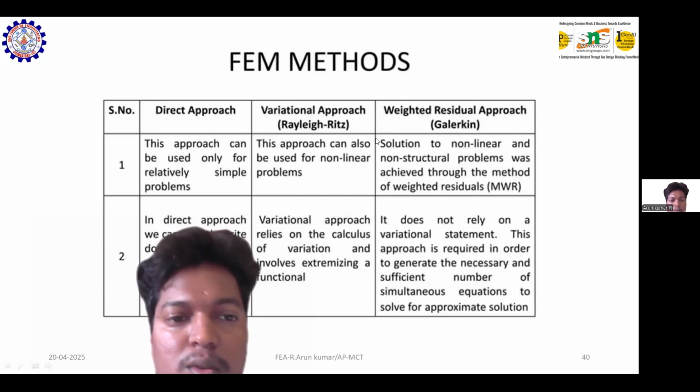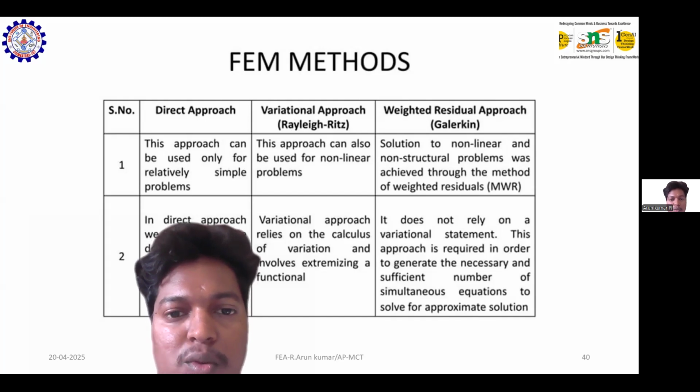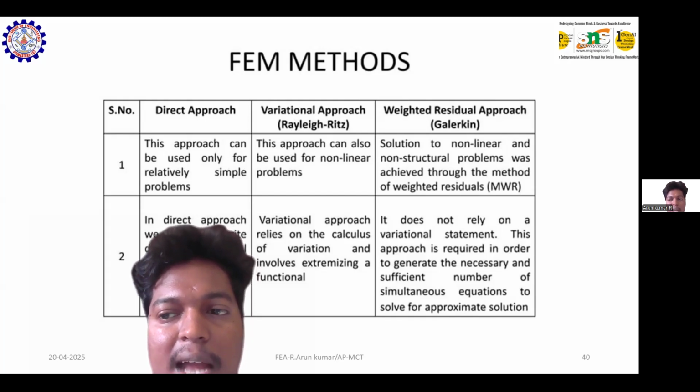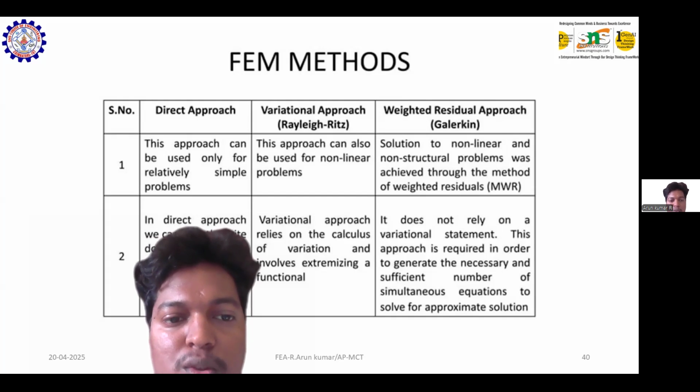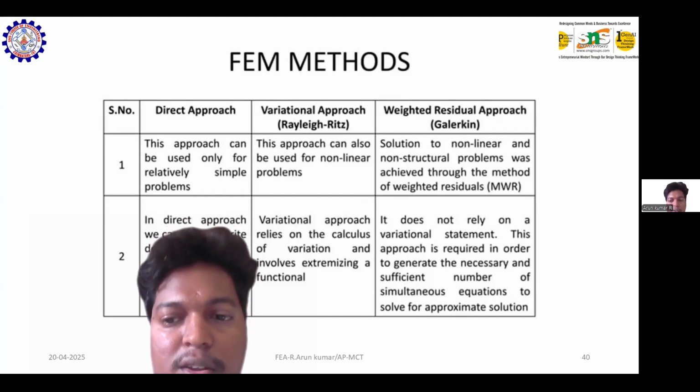Next, I have to give a certain comparison for the FEA method. Each column is a serial number, direct approach, variational approach, and weighted residual approach. The variational approach comes under the Rayleigh-Ritz method, and the weighted residual approach comes under the Galerkin method. First of all, the direct approach can be used only for relatively simple problems. The variational approach can be used for non-linear problems, so while taking non-linear problems, we go for the Rayleigh-Ritz method. And a non-linear or non-structured problem can be solved by the method of weighted residuals, in short, MWR.